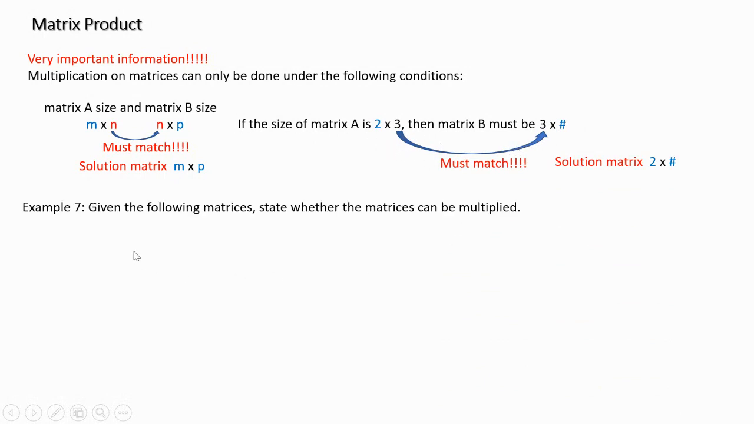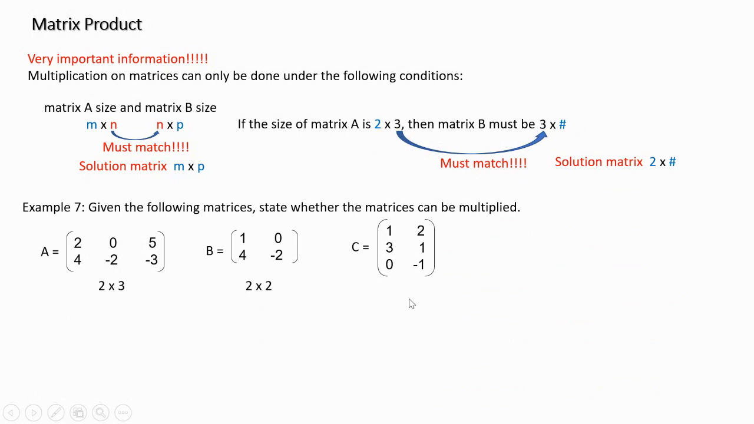Okay, let's do one. Example 7. Given the following matrices, state whether the matrices can be multiplied. Matrix A is what? A 2 by 3. Matrix B is a 2 by 2. Matrix C is going to be a 3 by 2. Again, this is a 2 by 3 matrix, this is a 2 by 2, and C is a 3 by 2.